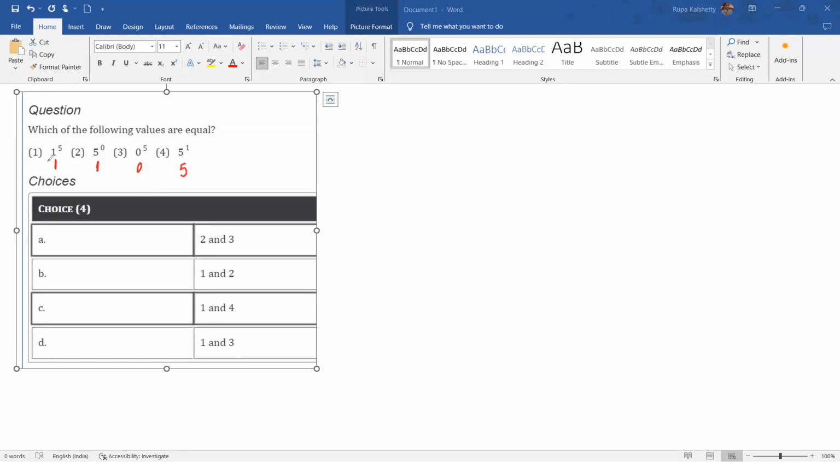All right, so here you can see when we solve those options, option 1 and 2 have the same value. So that is option B here. So option B is correct, which is 1 and 2.